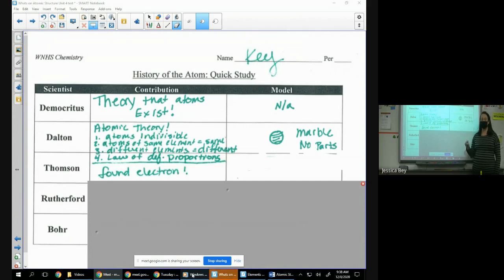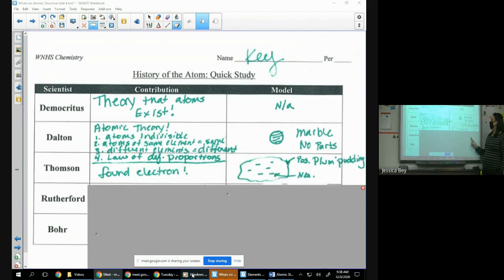He used the cathode ray tube, and he found the negative portion, which was an electron. And being intelligent, he said if there's a negative part, there also has to be a positive part, in order for it to be all neutral. And so he must have been hungry, because he had the plum pudding model, where he had positive pudding with negative little electrons sprinkled inside of it.